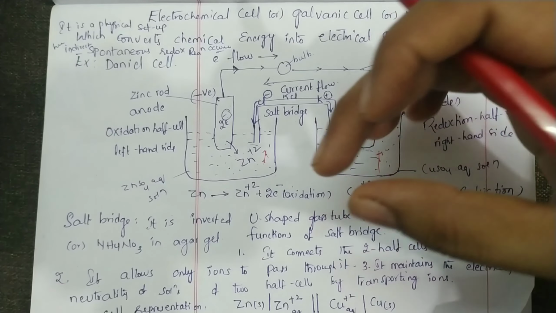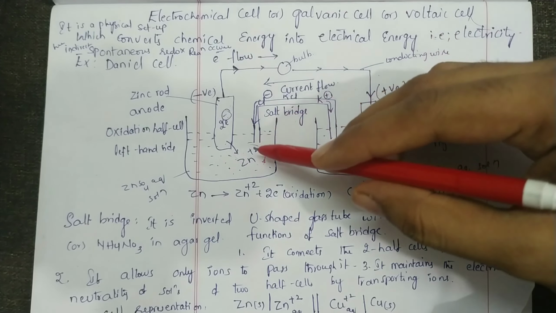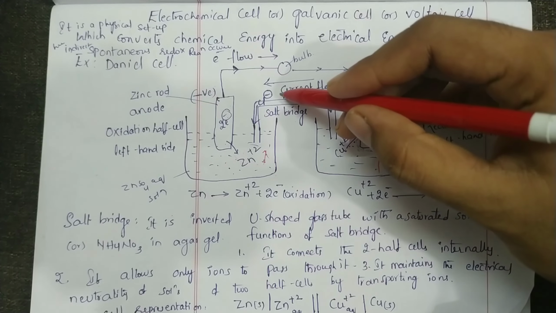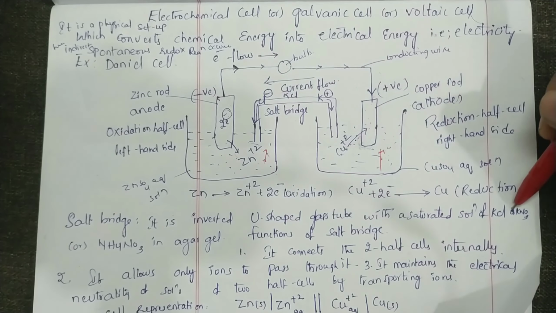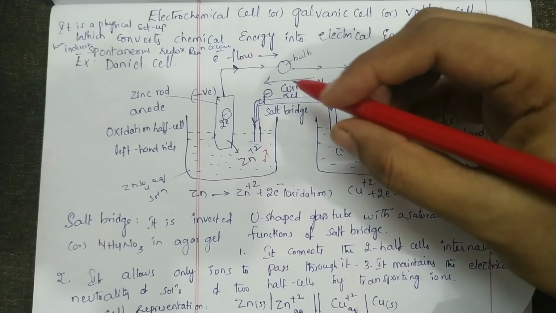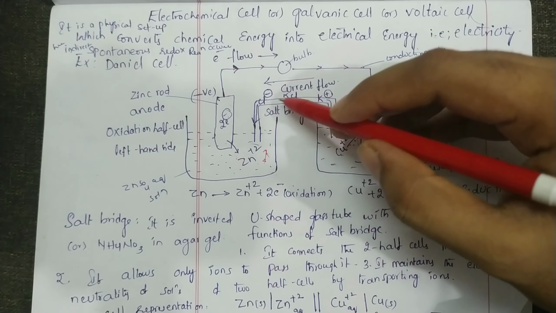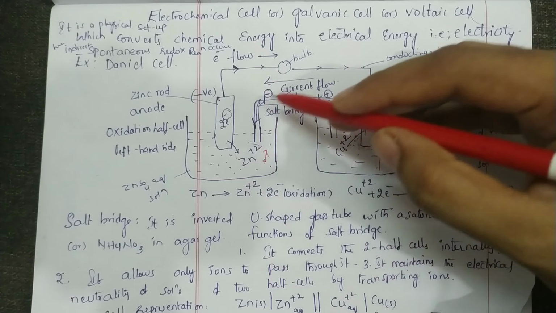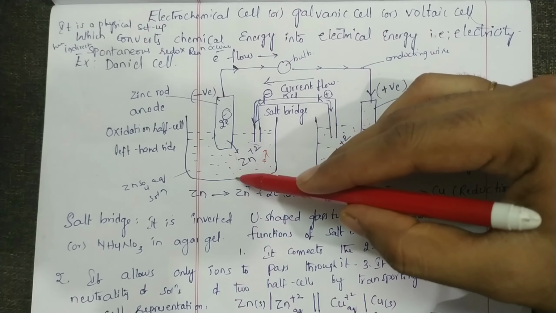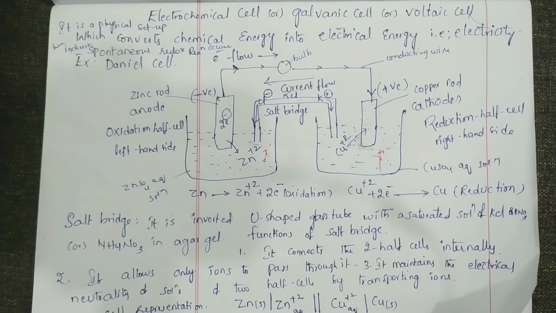To avoid this problem, use a salt bridge. A salt bridge is an inverted U-shaped glass tube which is filled with KCl or KNO3 or NH4NO3 in agar gel. In this salt bridge, Cl- ions go to the oxidation half cell and K+ ions go to the reduction half cell. So here positive charge is neutralized and here negative charge is neutralized.